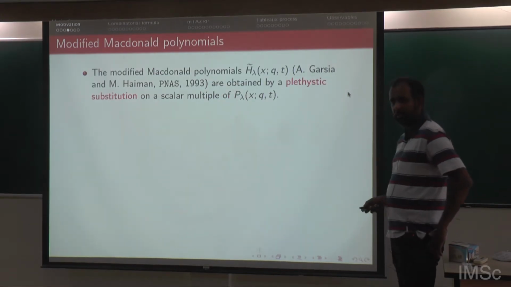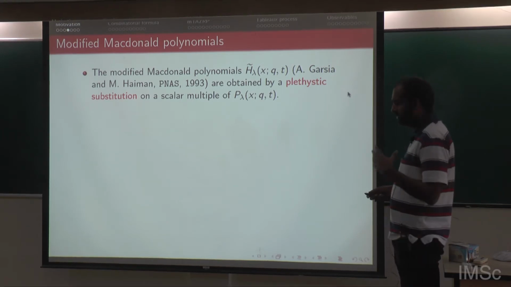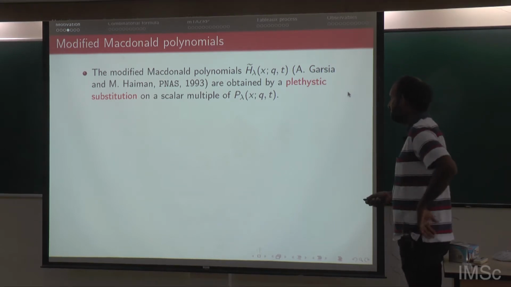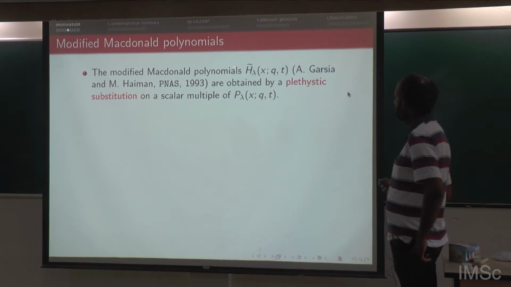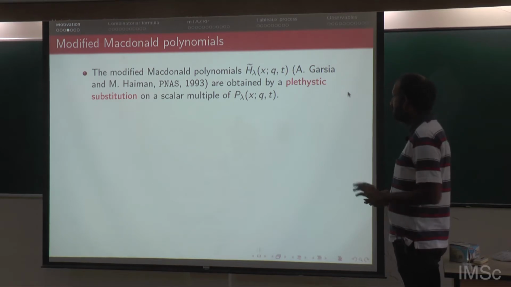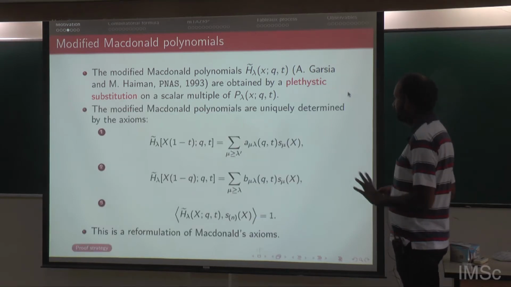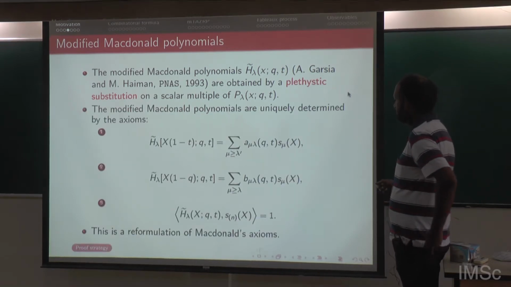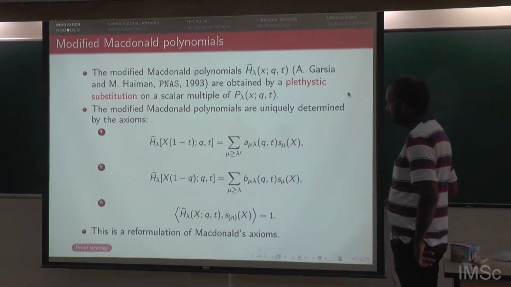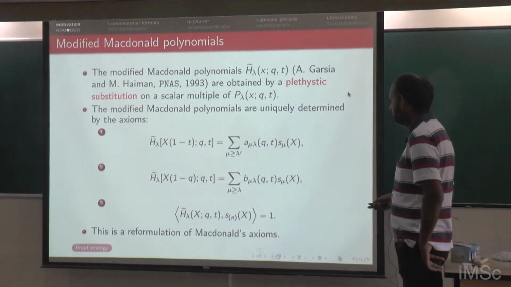There's another family of polynomials which are related to Macdonald polynomials and in some sense equivalent, called the modified Macdonald polynomials. They were defined by Garsia and Haiman in '93, and they are usually denoted H tilde of lambda. You can obtain them using plethysm, not on P lambda, but on something related to it. But let's not go into that. There's again an axiomatic definition, and I don't want to get into it, but these three axioms again uniquely define the modified Macdonald polynomials.